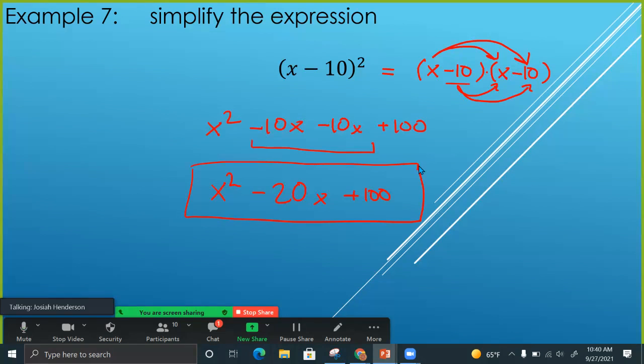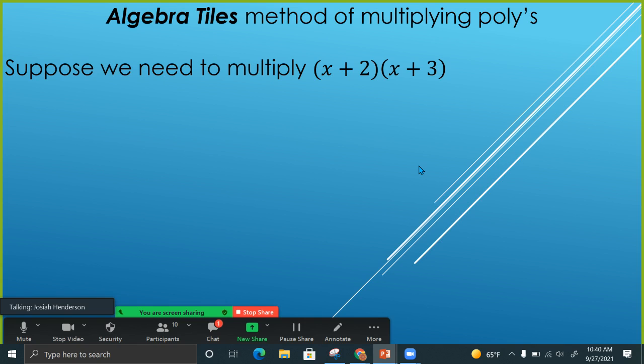So next up, I wanted to show you the algebra tiles way of multiplying polynomials. Now, it's a little weird because we're going to draw them instead of playing with physical ones on our tables or something. However, it still works, and it might be useful if you want to use it as an extra way to do these problems. So I want to show it to everybody. So, algebra tiles method of multiplying polynomials.